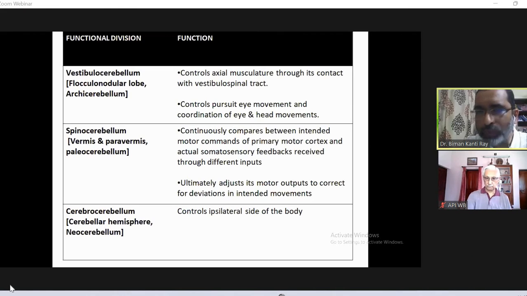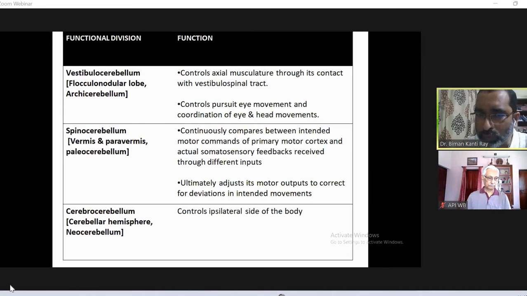If you talk of spinocerebellum, whenever we do any action, if this action has to be smooth and accurate, there are two components. One is what is the intention of the primary motor cortex. That is the intended motor commands of the primary motor cortex. And what is the actual somatosensory feedback received through different inputs. So these are the two important components. One is motor commands by primary cortex, and other is somatosensory feedback received through different inputs.